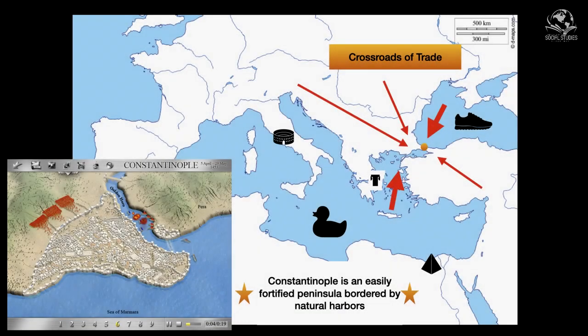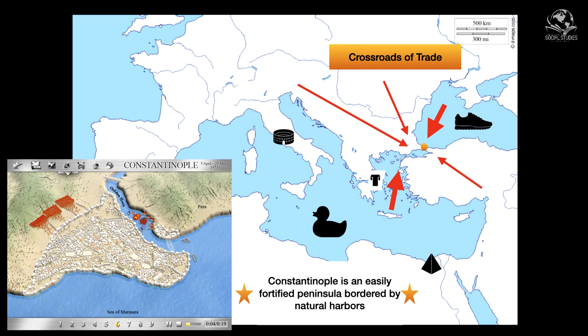So this map is the same, but I've relabeled it. And at the bottom it says Constantinople is an easily fortified peninsula bordered by natural harbors. So if you look at Constantinople once again, as I showed you in the first video, three sides are water, and literally it's a peninsula, and that's protection.